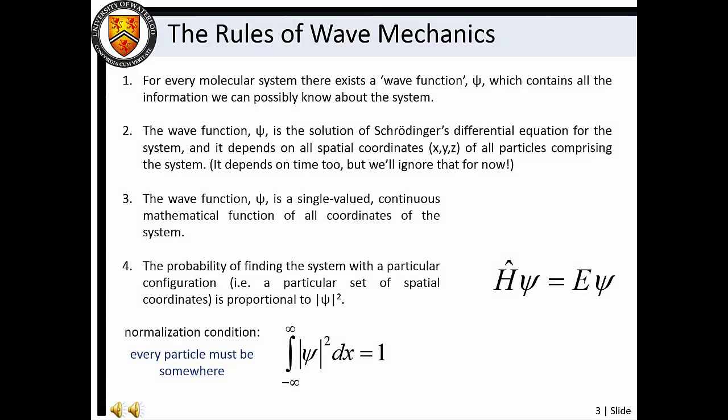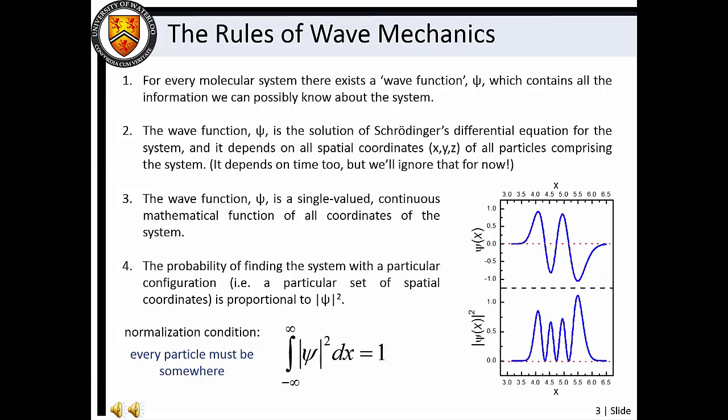For every molecular system there exists a wave function, psi, which contains all of the information we can possibly know about the system. The wave function is the solution to Schrödinger's differential equation for the system, and it depends on all spatial coordinates of all the particles. The wave function must be single-valued and continuous, and the probability of finding a system with a particular configuration is proportional to the square of the wave function. We can also introduce a normalization condition, whereby the square of the wave function when integrated over all coordinates must equal 1. Simply put, this means that every particle must exist.